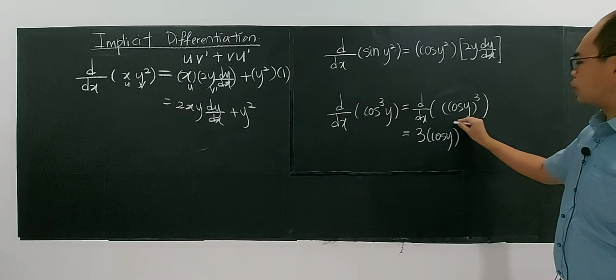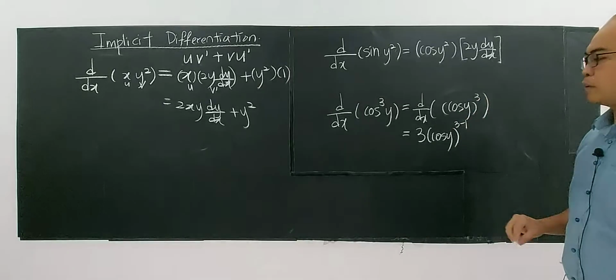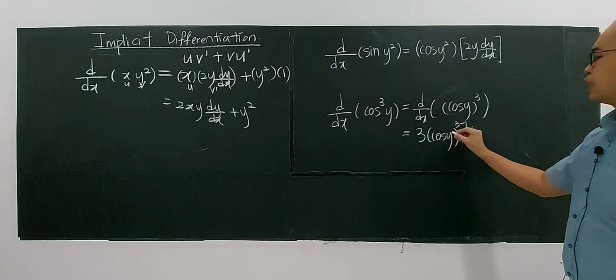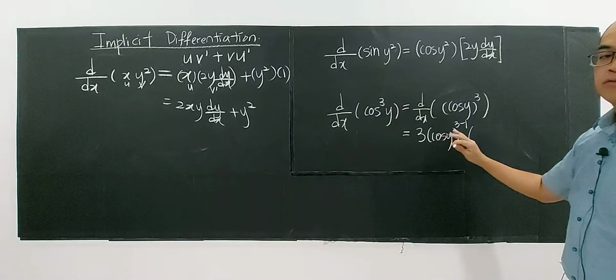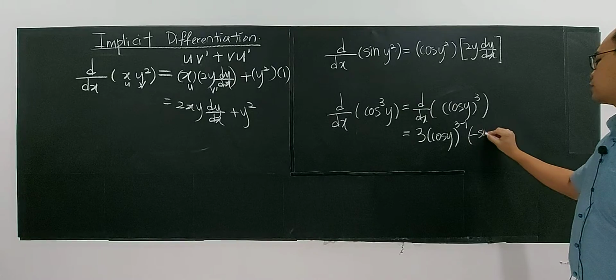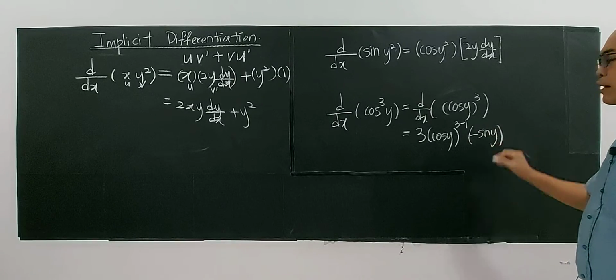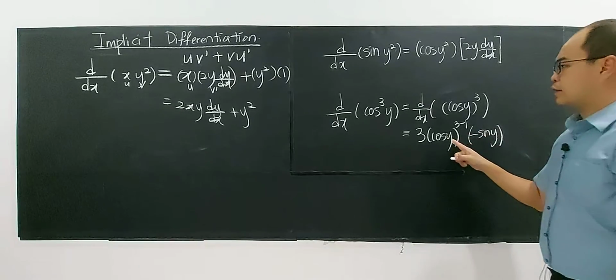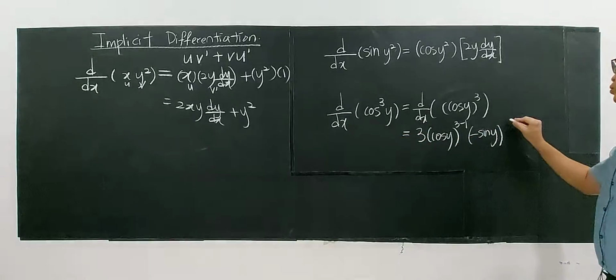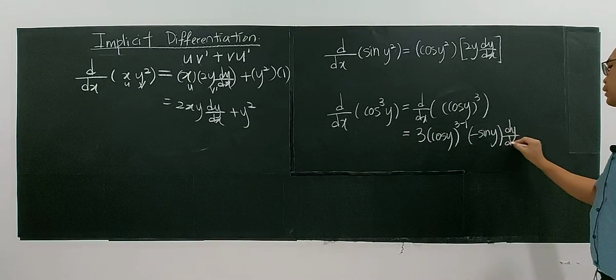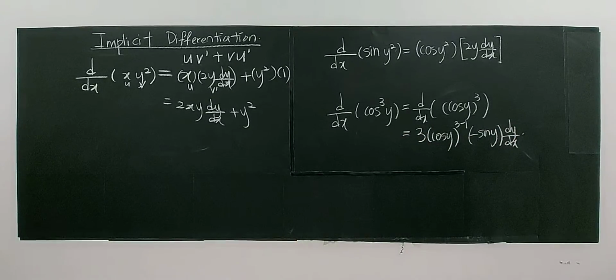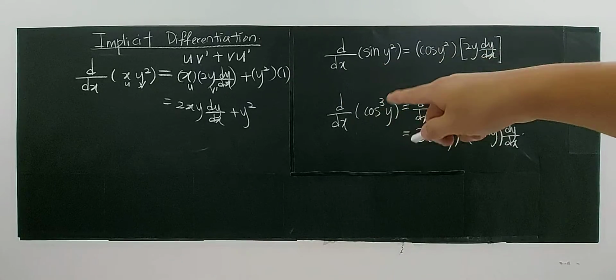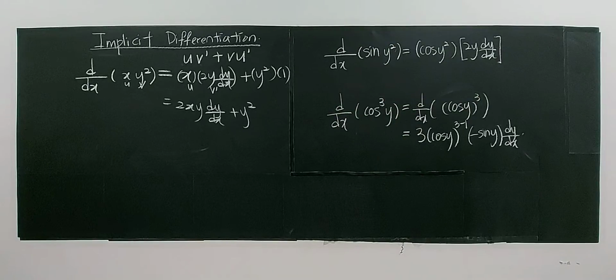And then the 3 you minus 1, right? 3 minus 1. And you differentiate cos just like you differentiate cos x. You get negative sine x, but now it's negative sine y, because this is y with respect to x, so you need to add dy dx. So this is the way we differentiate a function in terms of y with respect to x.